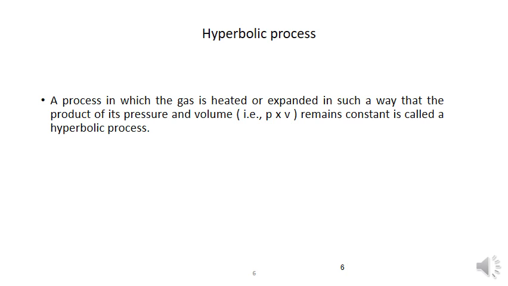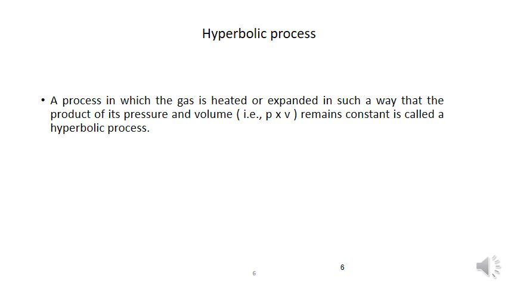So first we are going to learn about the hyperbolic process. So what is the hyperbolic process? A process in which the gas is heated or expanded in such a way that the product of pressure and volume remains constant is called a hyperbolic process. So this process is based on Boyle's law. Here we are keeping the temperature constant. Either we give heat to the system or it is expanded in such a way that the product PV must be constant for every process.